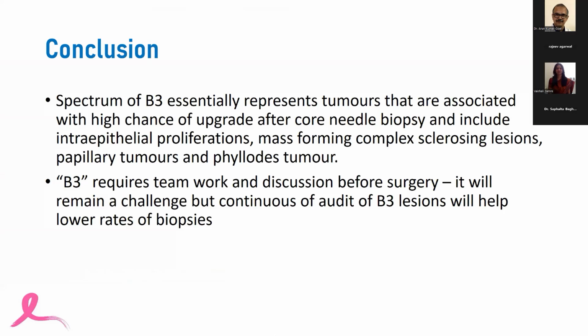So to conclude, the spectrum of B3 essentially represents lesions that are often associated with a high chance of upgrade after a core biopsy. And the most common B3 lesions are intraepithelial proliferations, mass-forming complex sclerosing lesions, phyllodes tumors and papillary tumors. And I think this is one entity, in pathology, radiology, oncology, wherever we are, which requires teamwork and discussion before you do final surgery.